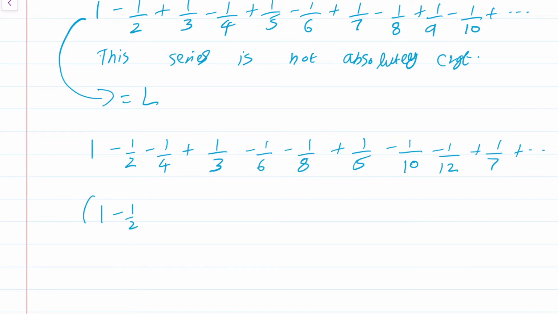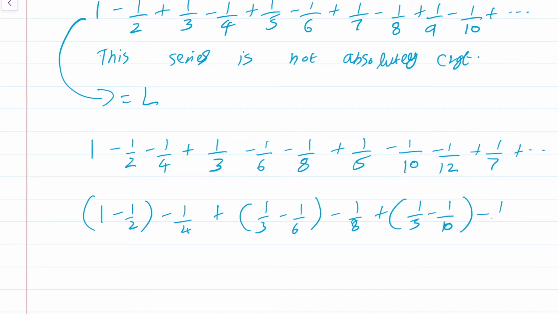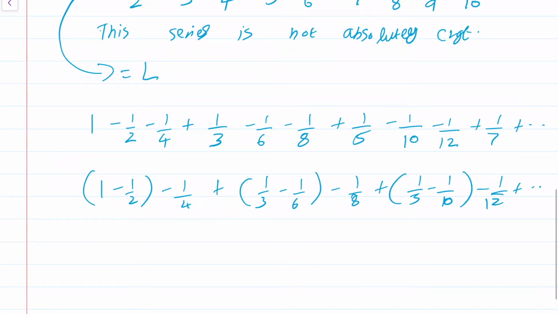I'm going to write it as 1 minus 1/2 minus 1/4 plus 1/3 minus 1/6 minus 1/8 plus 1/5 minus 1/10 minus 1/12. And you get the picture of what is happening. Now this is just 1/2 minus 1/4 plus 1/6 minus 1/8 plus 1/10 minus 1/12, and so on. You can just see that this is what will happen if you do this manipulation.